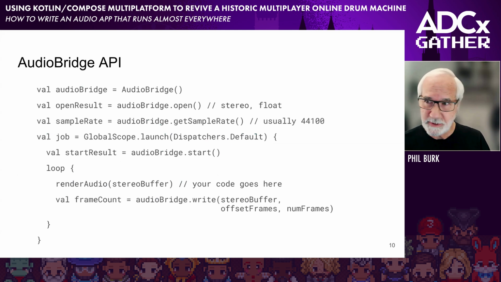The API is very simple, and it's really a lowest common denominator sort of API. You create an audio bridge, you open it, and you get a stereo floating point stream. You can query the sample rate, which is usually 44,100, but might be different for some platforms. And then you launch a job, in this case a coroutine, and you start the audio, and then you render your data into a float array, and you do blocking writes to the audio bridge.